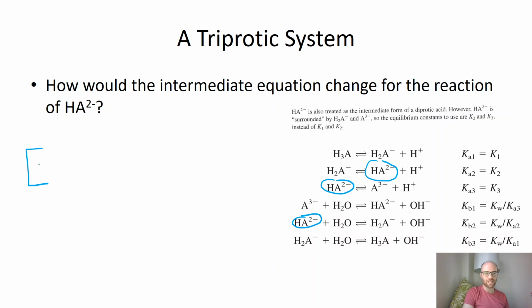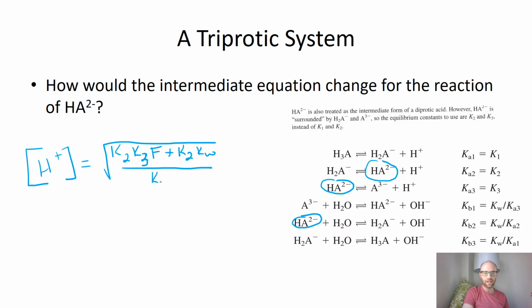We can just jump to the end here, where the H plus is going to be a very similar expression, except instead of K1 and K2, we're just going to put K2 and K3 in their place. So it's K2, K3, F plus K2, KW, all divided by K2 plus F. Again, instead of 1 and 2, it's 2 and 3. If this was a tetraprotic system and you had a third intermediate, that would be K3, K4F, and you go so on and so forth for each of your intermediates, which is kind of nice. That means after you look at a couple of these, you can extend out to as many as you need to.